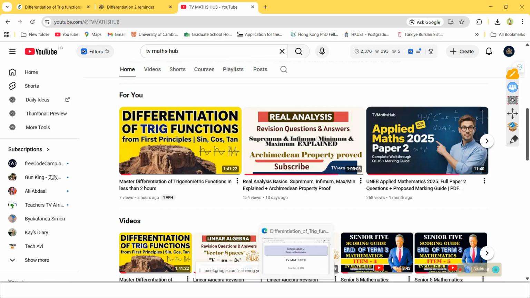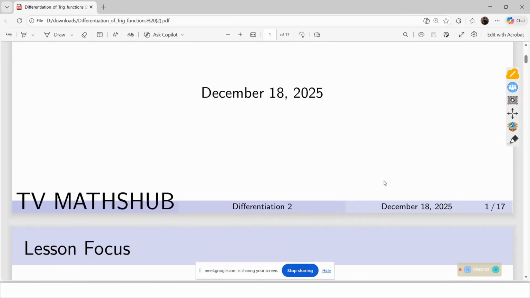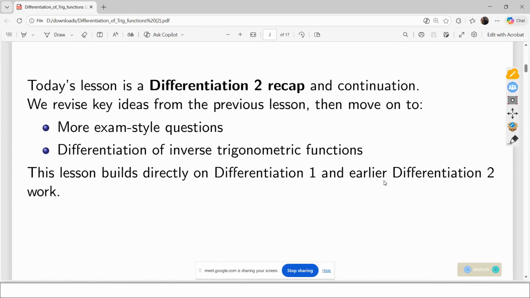So for that case, let us come to our today's session. Our focus will be on the recap of what we did last time, and we look at the continuation. We shall revise some key ideas from the previous lesson, then move to some more exam style questions, and after that we shall look at the differentiation of inverse trig functions. All these are built directly on the differentiation 1 that you covered in senior 5 and the earlier differentiation 2 that we talked about last time.